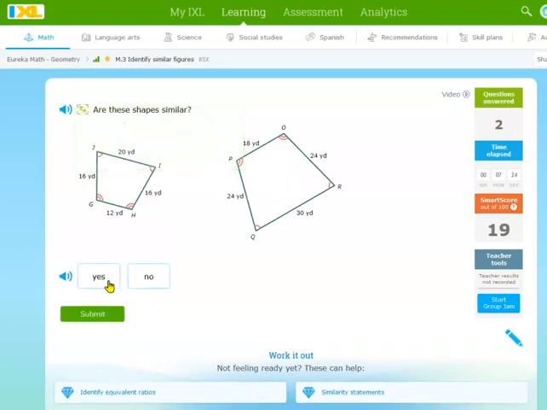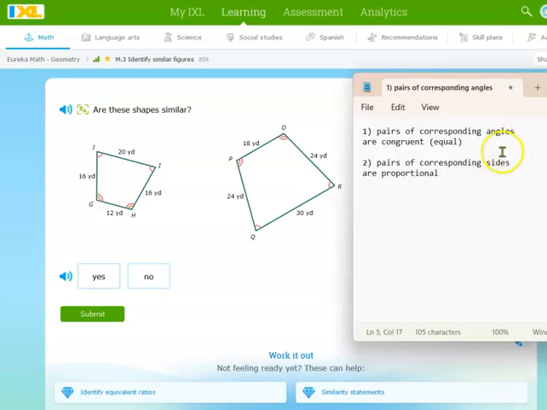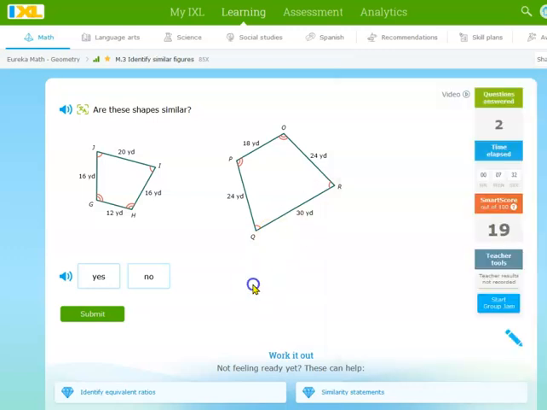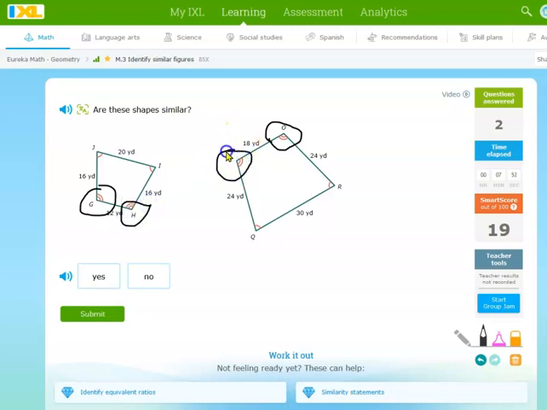Okay, moving on to this one. Are these shapes similar? Okay, so remember, we're going to start off by checking our angles. Are the pairs of corresponding angles congruent? So looking over on the left, I have G, which has double tick marks, and O has double tick marks, so they match. H has double, and P has double, they match. I has single, Q has single, they match. J has single, and R has single, so they match, okay?